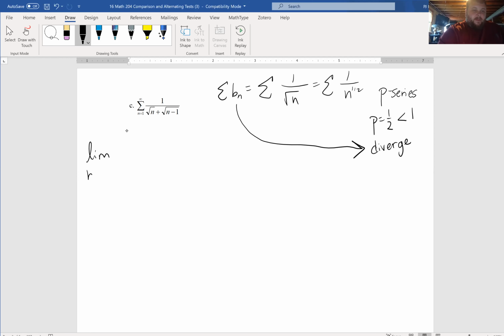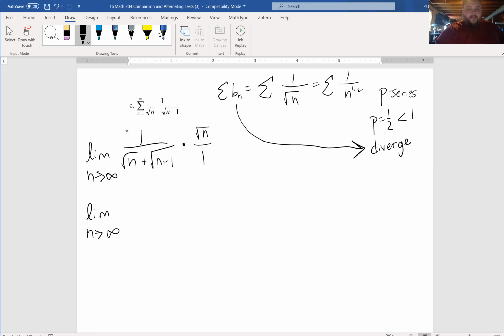So we need the limit as n approaches infinity. I need a sub n divided by b sub n, or in this case, multiplied by the reciprocal. I'm going to go ahead and divide every single term by square root of n.